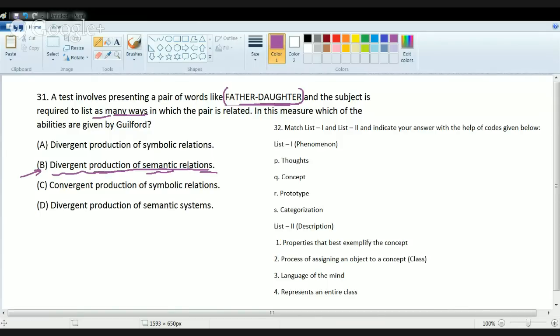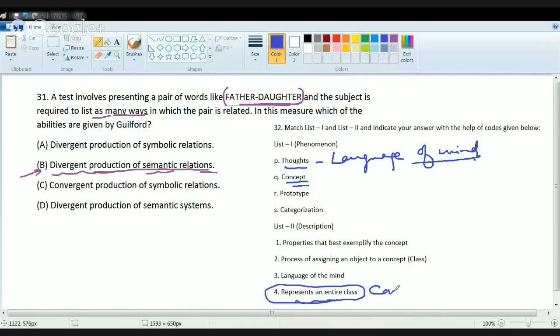The next question is, we have to match the following: the thoughts, the list of phenomena and the description. So what is thought? Thought is basically a language of mind. Whatever comes to my mind is a thought. So it's a kind of language of mind. What is concept? When I try to represent an entire class, it becomes a concept. I say apple falls due to gravity. So that's a concept. All the apples falling from the tree or anything that's falling would represent a common class, and that would be related to the concept of gravitational field.